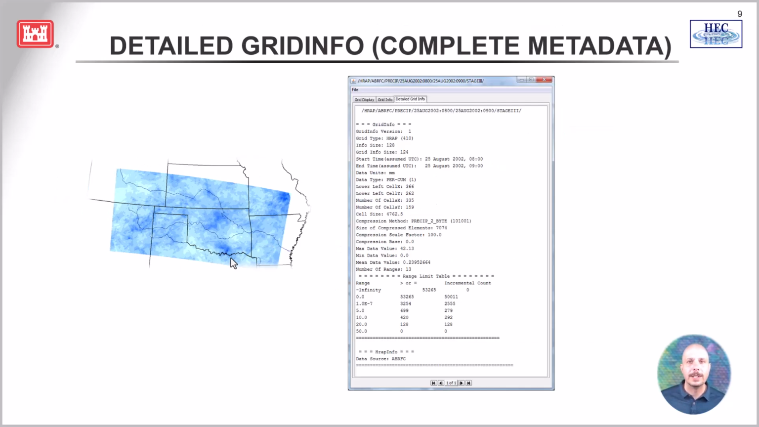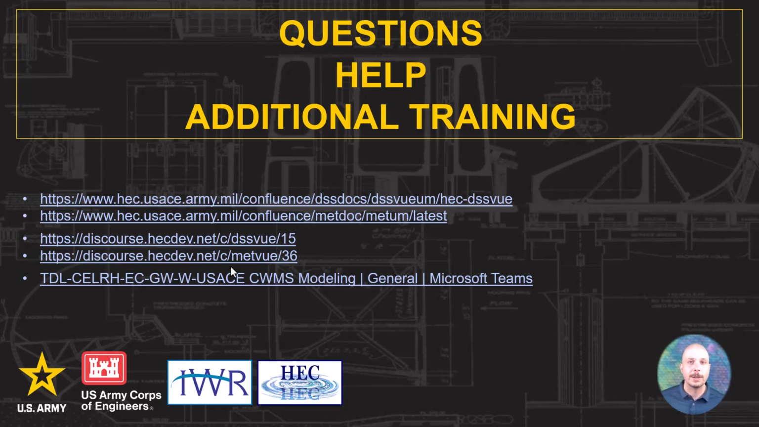There's also a detailed grid info table that has more header information, such as the grid type, HRAP versus SHG or UTM, the number of rows and columns for the grid, range of cell value statistics, and the coordinate system definition. This is the end of this part of the presentation.